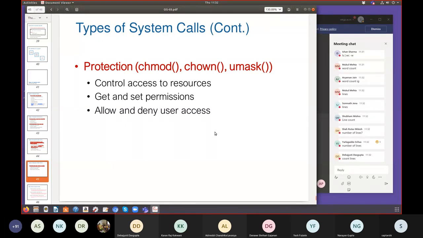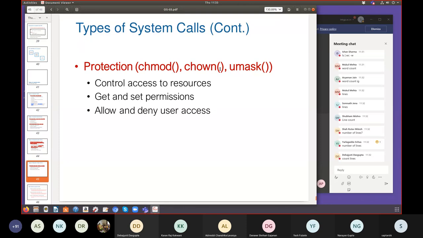And for all these things, like to control which file only you will be able to access, or which file others will also be able to access, or maybe you are okay with others reading a file but not changing it, that means you would only like to give them read permission, but not write permission. All these things require kernel support. So for these there are system calls.